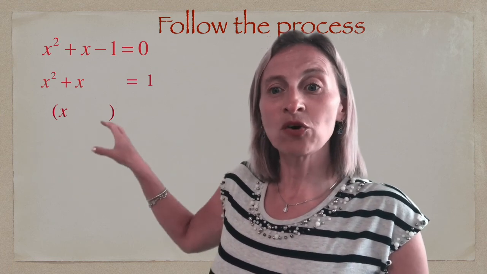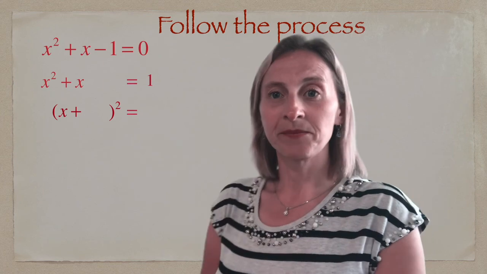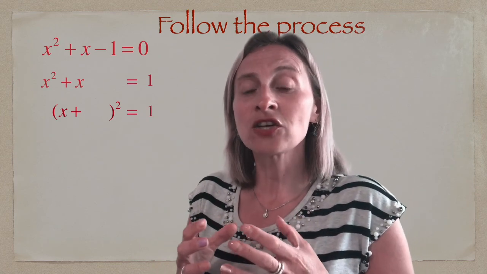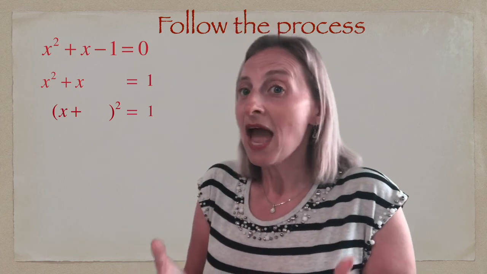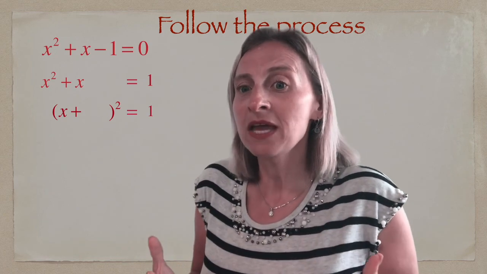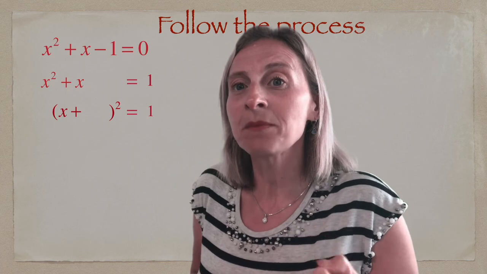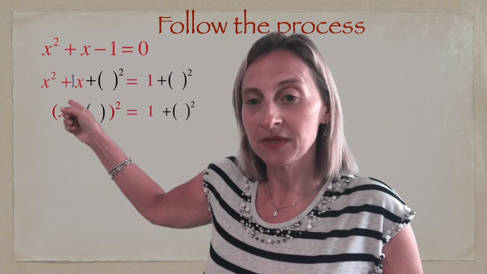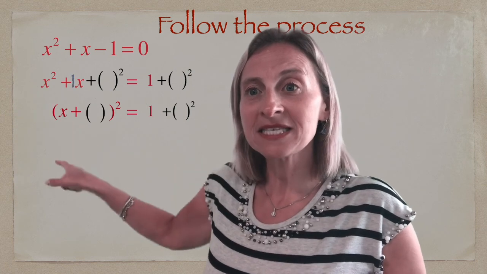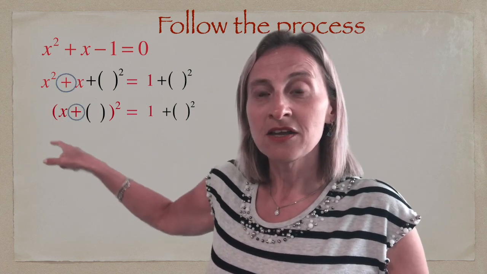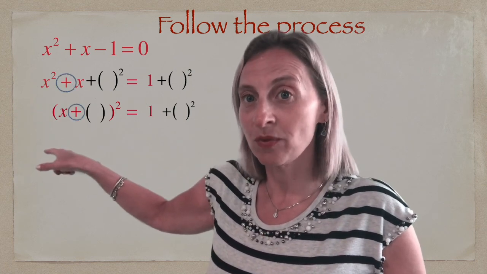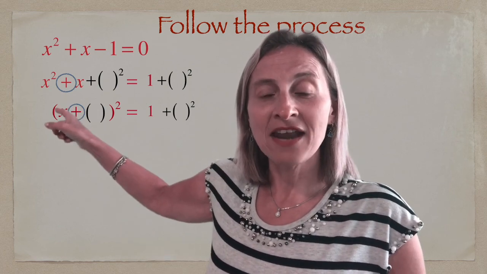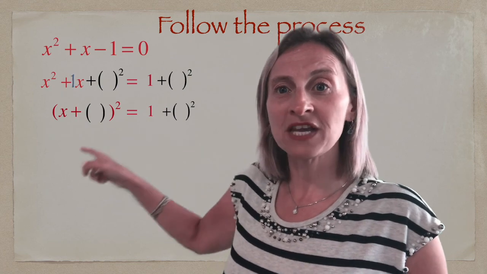X plus something all squared equals 1. Now we know that we're set up so that we can actually complete the square. And what do we do when we complete the square? We add half of whatever number's in front of the x, which in this case is 1. Make sure that the pluses are the same so that your perfect square is actually correct. So we need to add half of 1 in all of these brackets.